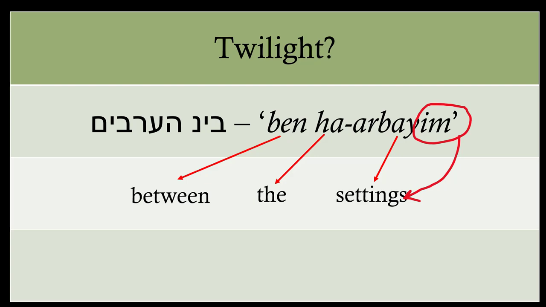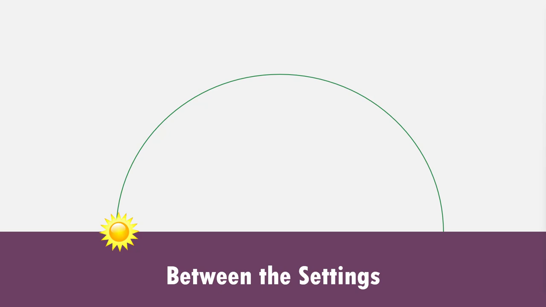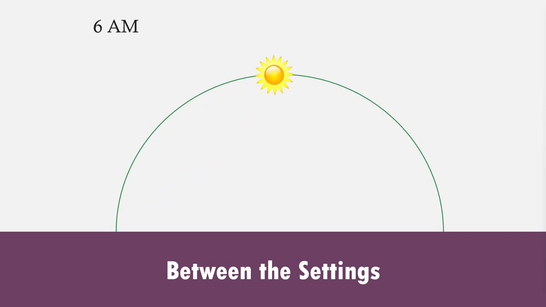Now, what does this mean? Well, in practice, here's how they interpret that phrase. So you come right here, and we'd say it looks like this. The sun rises, call it 6 a.m. So the sun begins an upward trajectory in the sky. When does it reach its zenith? Well, we'll call it 12 noon for ease. So the sun gets to 12 noon, and this is where the rabbis say, as soon as the shadows begin to lengthen, that's the first setting of the sun. Between the settings, there's the first setting.